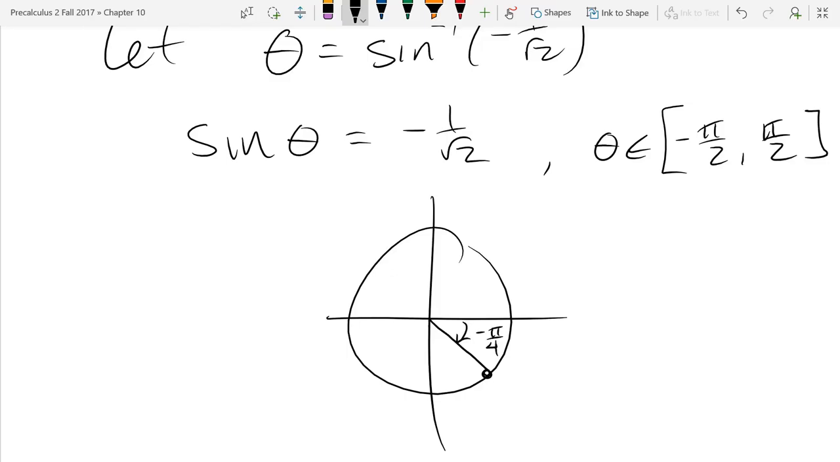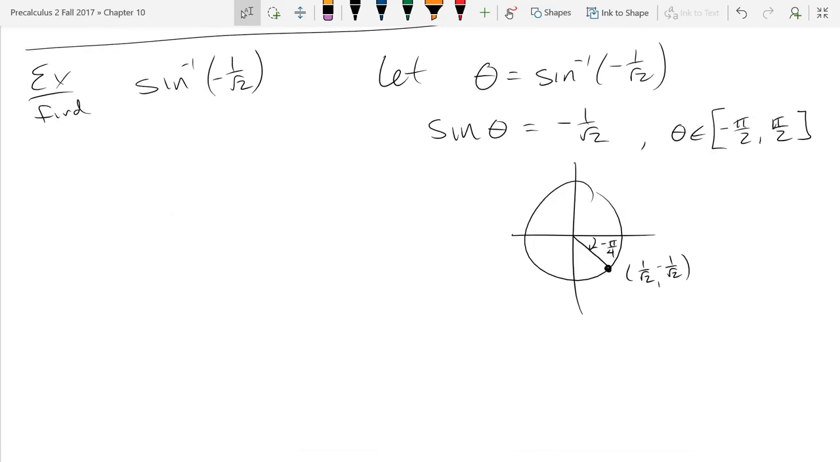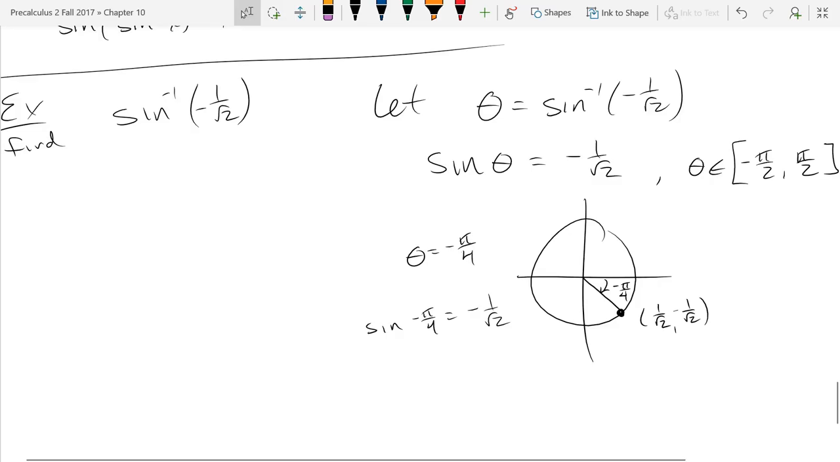So there's negative pi over 4, and if I write the x and y value, the x value is 1 over square root 2. The y value, the one that we care about, is negative 1 over square root 2. That y value is the reason we picked this angle. So theta equals negative pi over 4, because sine of negative pi over 4 equals negative 1 over square root 2. So our angle is just negative pi over 4.